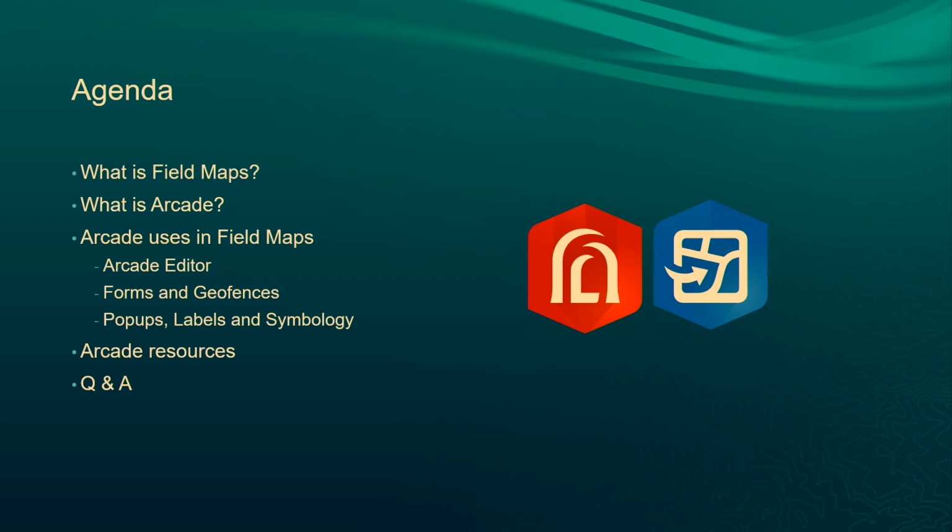So we're going to briefly cover an agenda for what we're going to cover today. We're going to give a brief introduction to what Field Maps is, in case you guys are not familiar. We're going to cover the basics of Arcade, and we'll take a look at the Arcade editor and explore some of the Arcade profiles, or the areas of the software where you can use Arcade, specifically as it pertains to Field Maps. We will spend a lot of time in Field Maps Designer configuring smart forms and geofences with Arcade. Then we're going to touch on configuring your web maps with Arcade in Map Viewer. And we'll then finish up with a look at some of the resources to help you guys get going with Arcade.